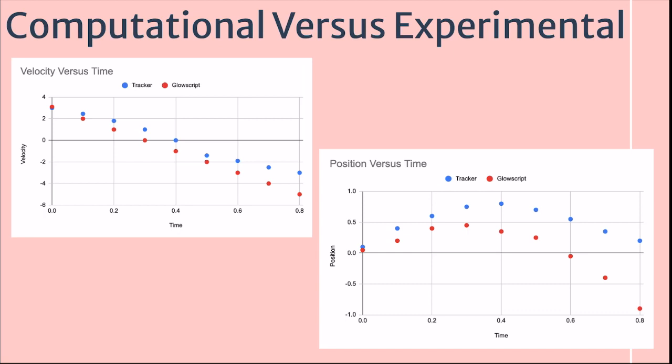This is because in the GlowScript model, we do not account for air resistance. So on the way back down, the only force acting upon it is gravity, which is a negative force, versus there being a small air resistance force upwards. That is modeled in the Tracker version, which is why you see that those objects fall slower, but not necessarily slower. It's just a little bit more realistic.